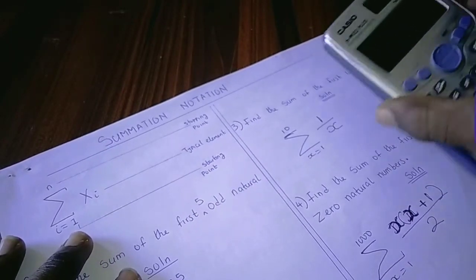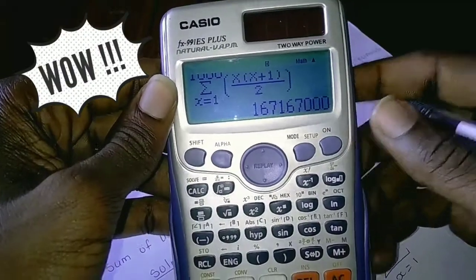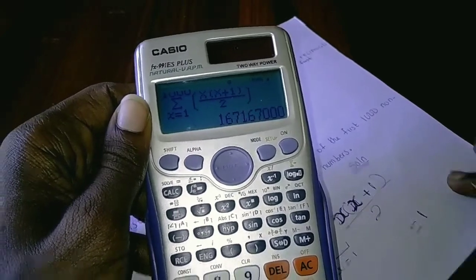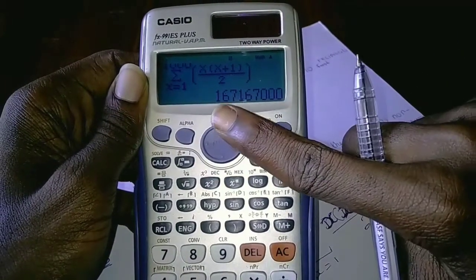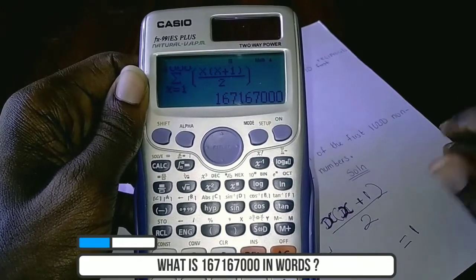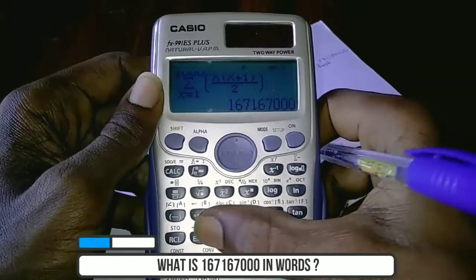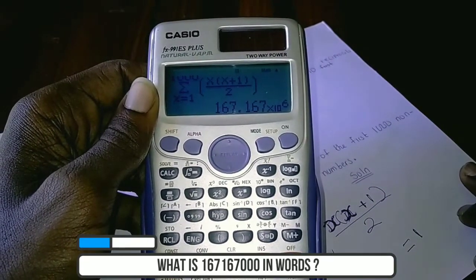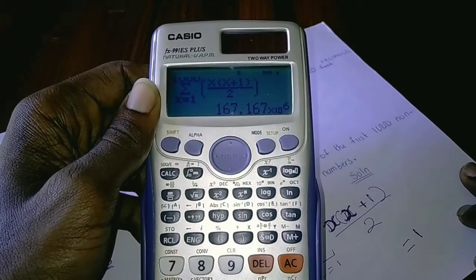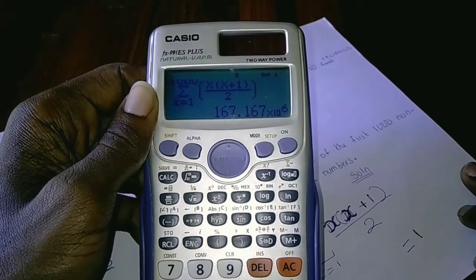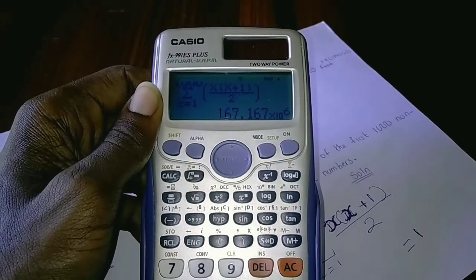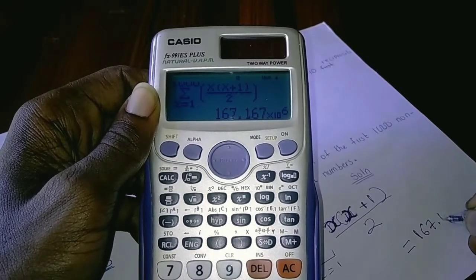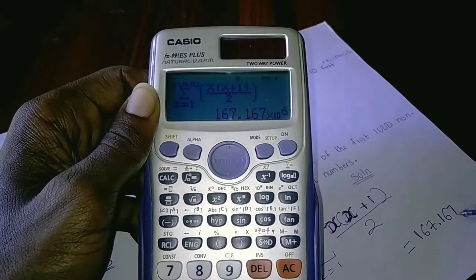Now let's see if the calculator is done with the calculation. Whoa, what we got here is what? I want someone to challenge me. I want someone to write down these numbers in words. Now write down these numbers in words. Let's see if you can do that. This is what? 6. Oh wow, 167 million. Am I correct? 167 million. You continue. So any student that can actually write this thing down in words will get something from me in the next video.